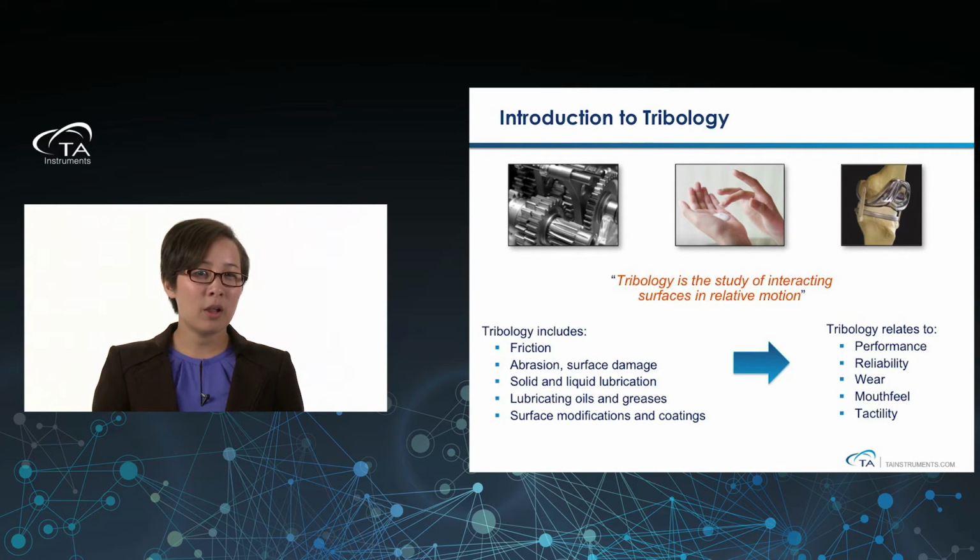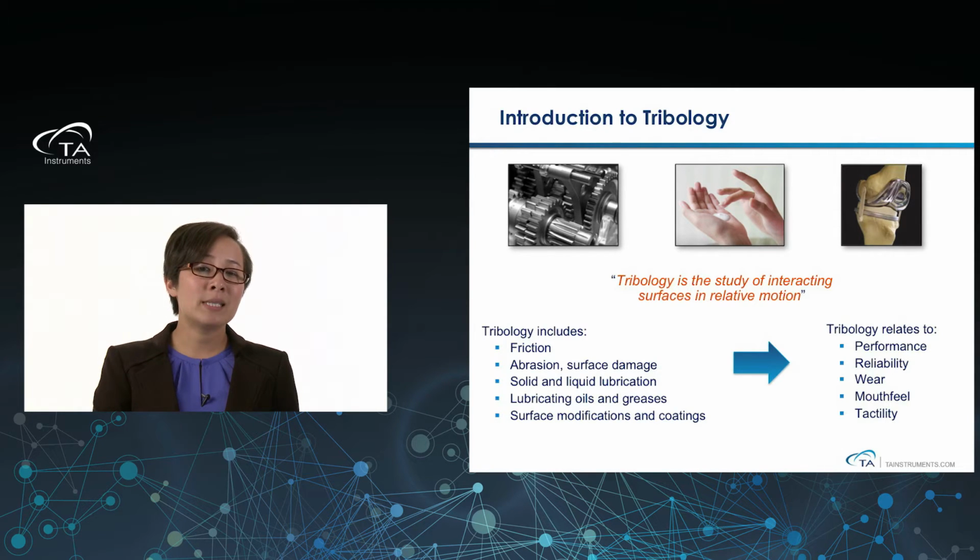Some of the aspects of tribology will then include studies such as friction, or the forces between these moving materials and these moving surfaces, things such as abrasion, whether these surfaces will undergo any type of surface damage while they're moving past one another. These tests can also be done in either dry or lubricated conditions, so solid or liquid lubrication, also lubricating between oils versus greases and different kinds of formulations. Another aspect of it is studying the influence of surface modifications and coatings and how that affects the coefficient of friction between two types of materials.